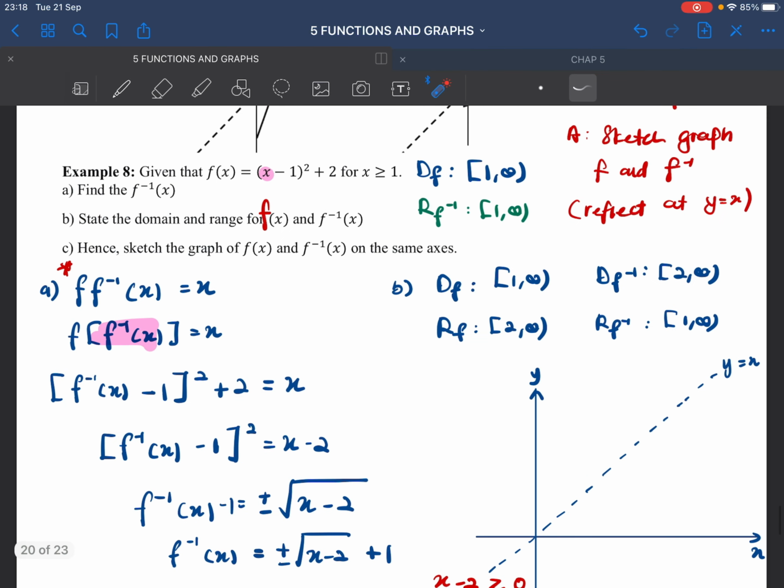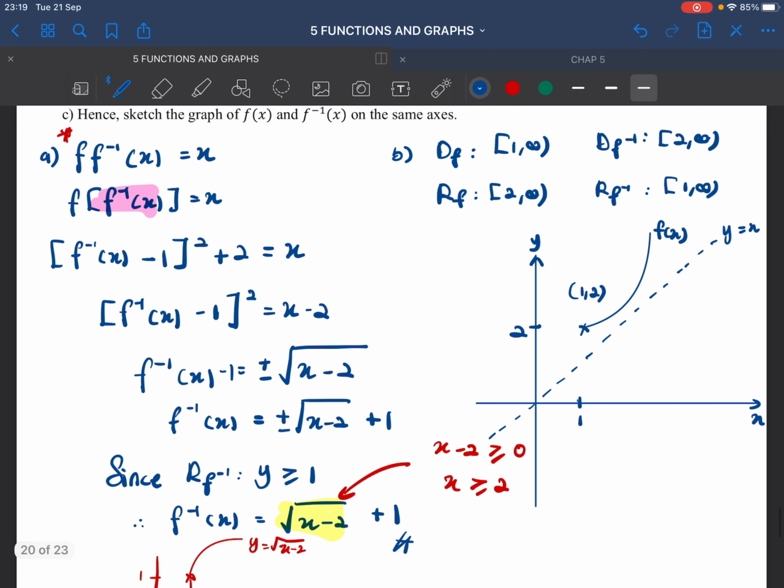So kita lukis dulu graph fx kita kat sini. So quadratic, positive quadratic, graph senyum with minimum value 1, 2. So label 1, 2. 1 here, 2 here. So 1, 2 dekat sini. Okay, so the graph should be looking something like this. Tetapi the domain is x greater and equals to 1 sahaja. So kita akan lukis ke sebelah kanan sahaja. Okay, so this is your fx.